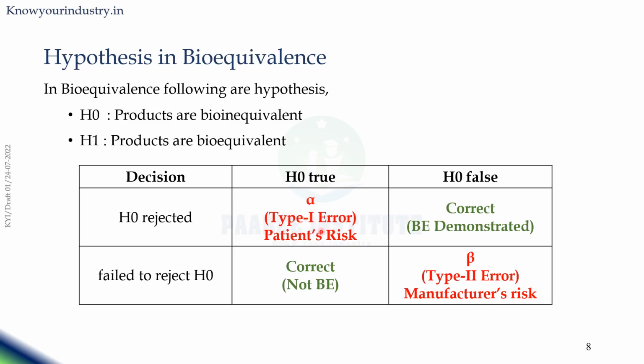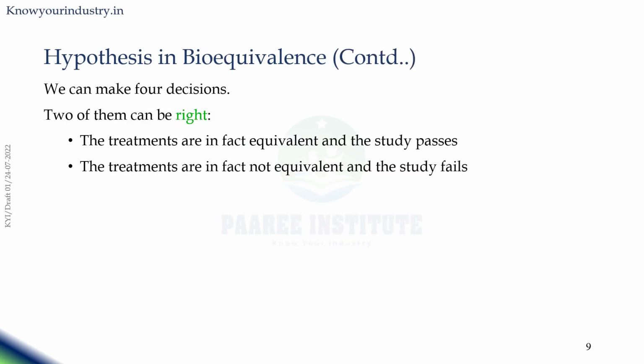And on the other hand, when you consider the products bioequivalent, that is the alternative hypothesis, the correct conclusion of bioequivalence can happen, but there is a possibility that the product can show bioinequivalence by chance. That is called manufacturer's risk. So during hypothesis testing, 4 decisions can happen, and out of the 4 decisions, 2 can be right. That is, the treatments are in fact equivalent and the study passes, and the treatments are in fact not equivalent and the study fails.